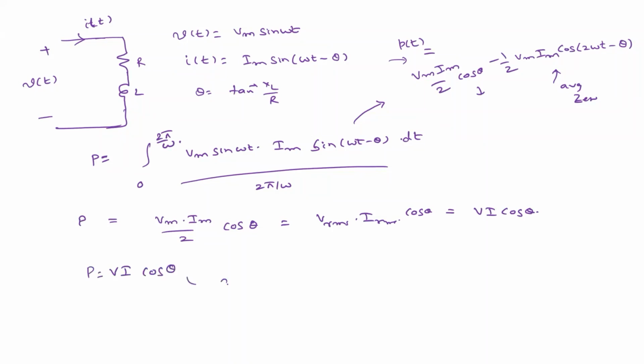In case of theta equal to 0, that is a resistive circuit, right? In case of a resistive circuit, theta equal to 0. So in that case, P equal to Vi. In case of theta equal to pi by 2, that is a pure capacitive circuit, P equal to 0. If theta equal to minus pi by 2, the pure inductive circuit, P equal to 0.